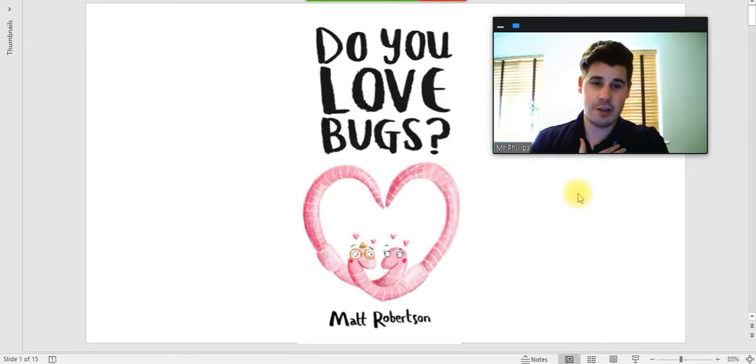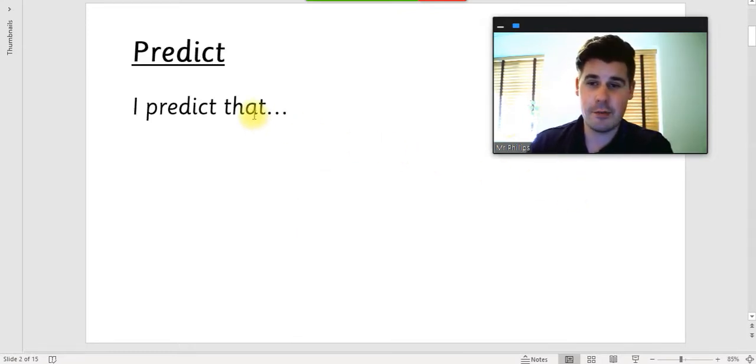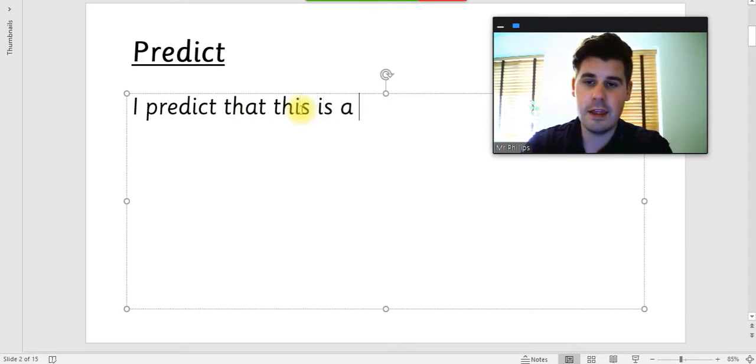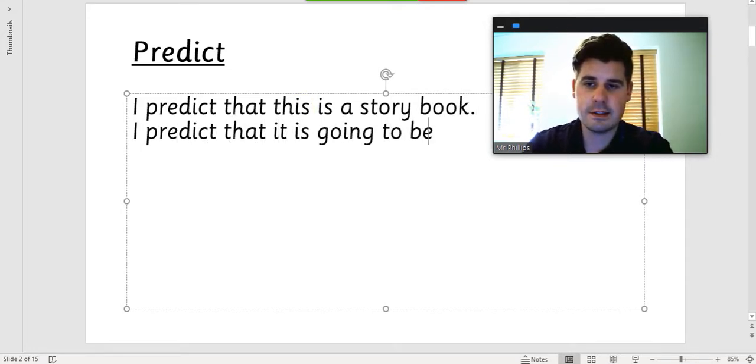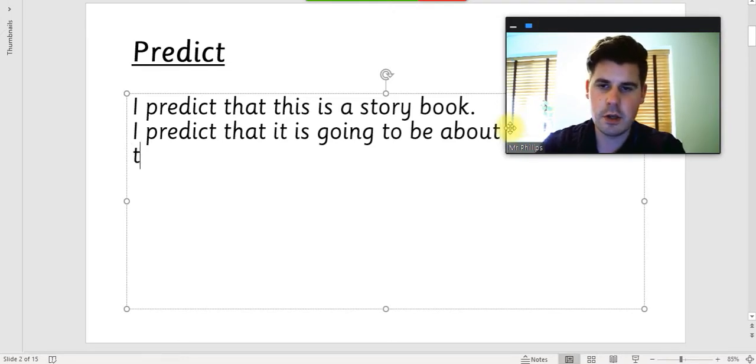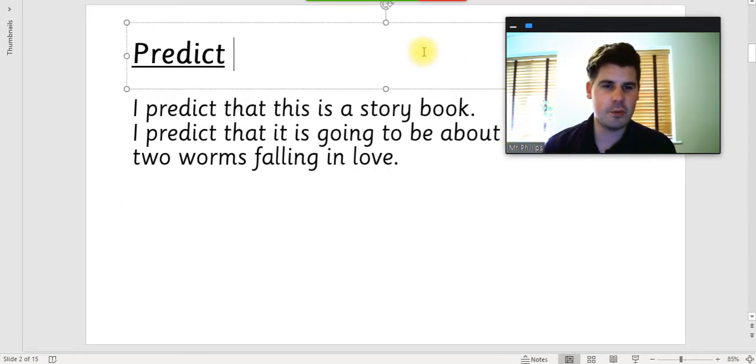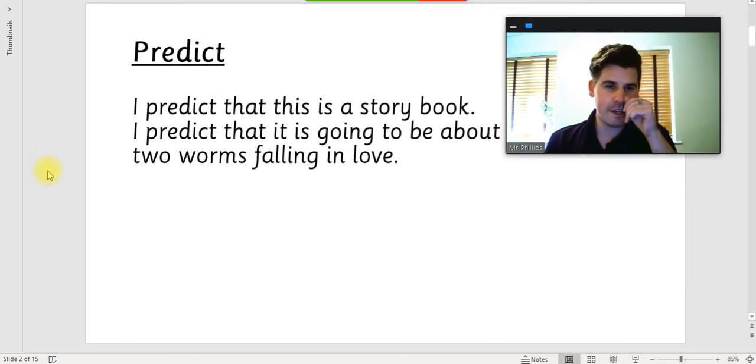So for my prediction, looking at this picture again, I think it's going to be a storybook because it's got cartoons on it. And also the title sounds like a story. Looking at the picture, I predict that it might be about two worms who fall in love. So that's what I am going to write down for my prediction. I predict that this is a storybook. I predict that it is going to be about two worms falling in love. That is what I predict for my book today. Your prediction might be different, and that's absolutely fine, but that's my prediction for today.